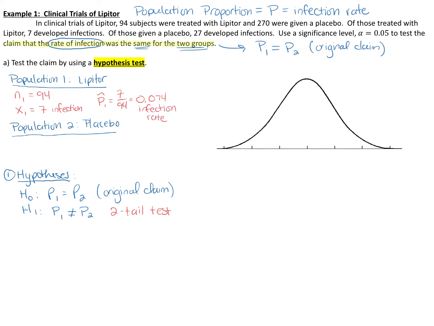Okay, and now we need to see what's going on with the placebo group. So I'll call this n sub 2, out of 270 people.